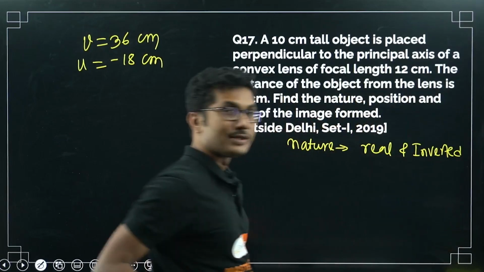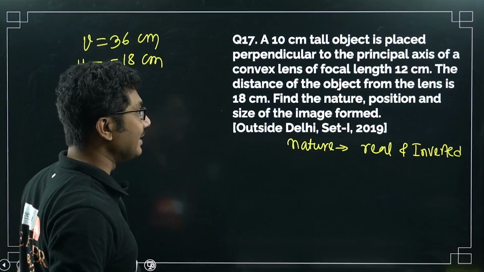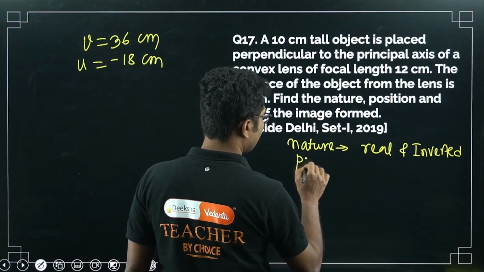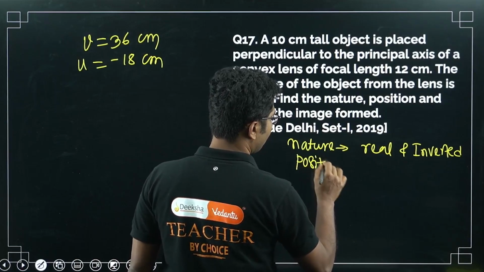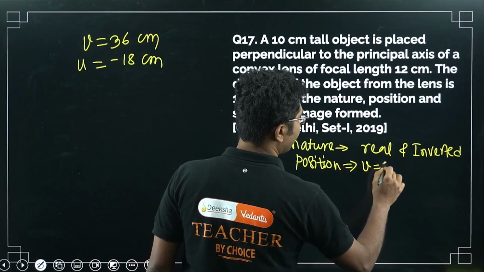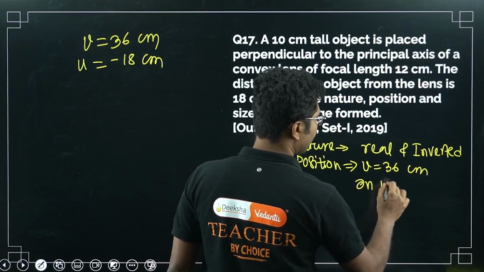Real image definitely means it's an inverted. Also sign of U and V are opposite, so this is an inverted image. Next is position. Position is V equals to 36 centimeter on the other side.